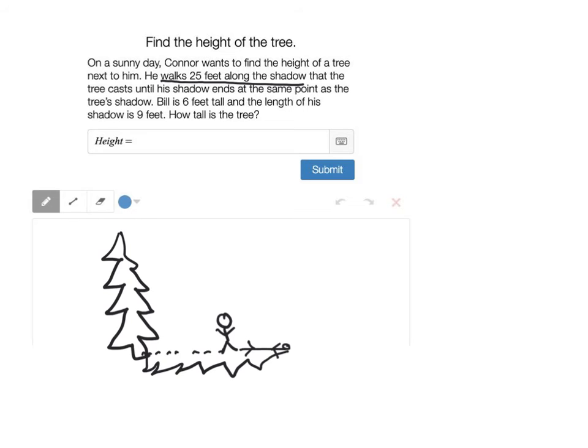Shadows are always on the ground. So if you think about it, here's the shadow. I'll shade it in so it's shadowy. Okay. He walked 25 feet until he stopped walking. He's 6 feet tall, so this value is 6. And his shadow is 9 feet. I want to know how tall the tree is, so I'm going to use h for height.